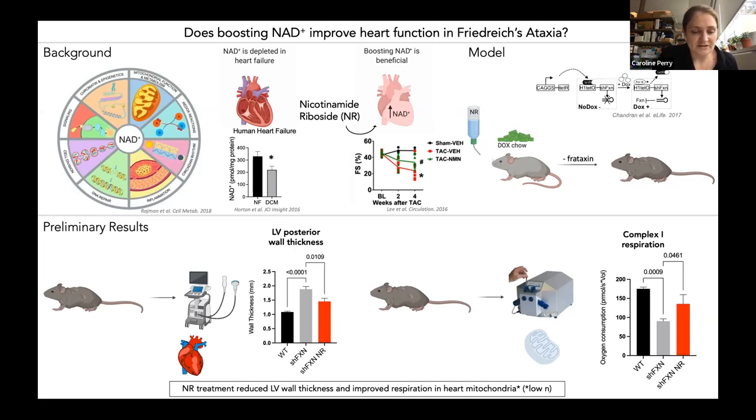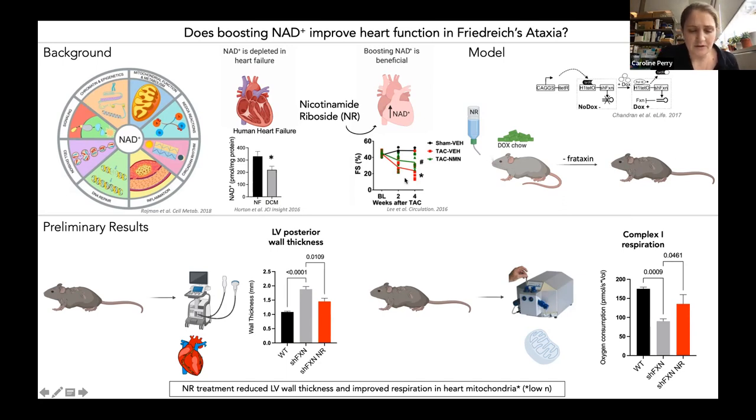Within the last 10 years, the scientific community has come to appreciate that normal, or homeostatic, NAD metabolism is critical for a well-functioning heart. For example, in human studies that examined dilated cardiomyopathy, it was found that there's a significant decline in NAD level in the heart. That's represented here in the black bar, non-failing heart, and gray bar, dilated heart.